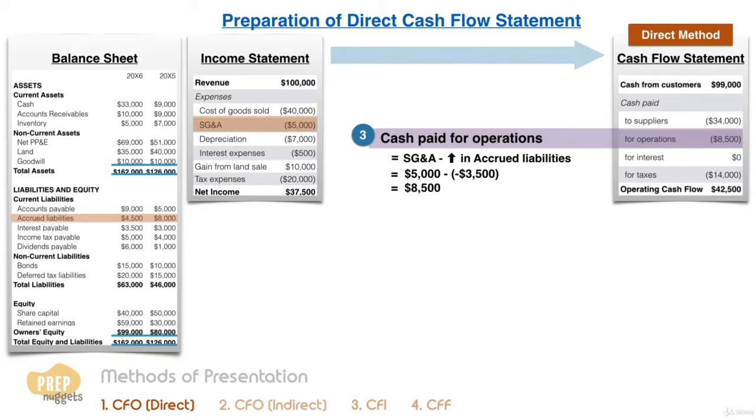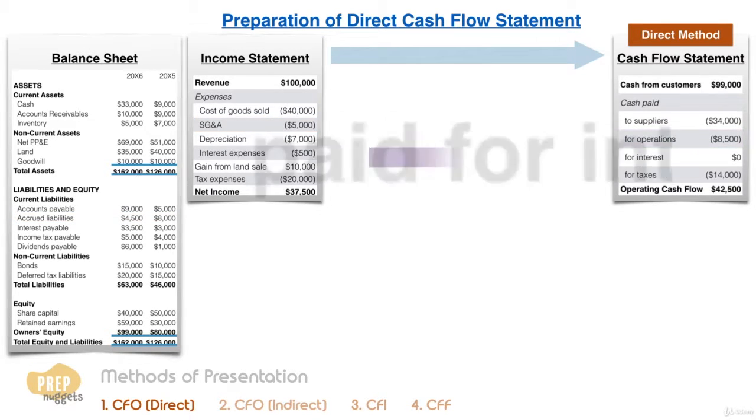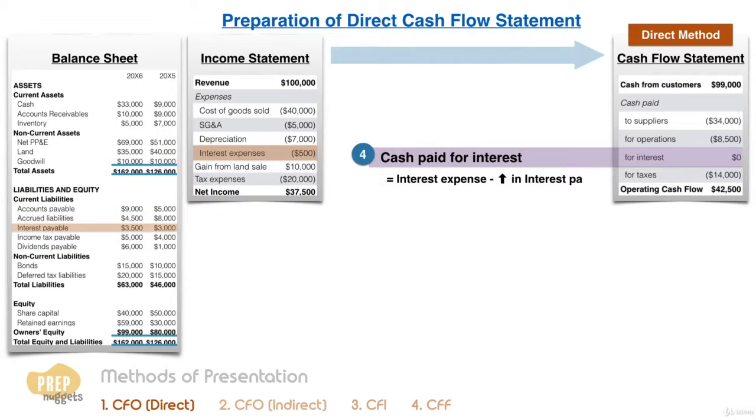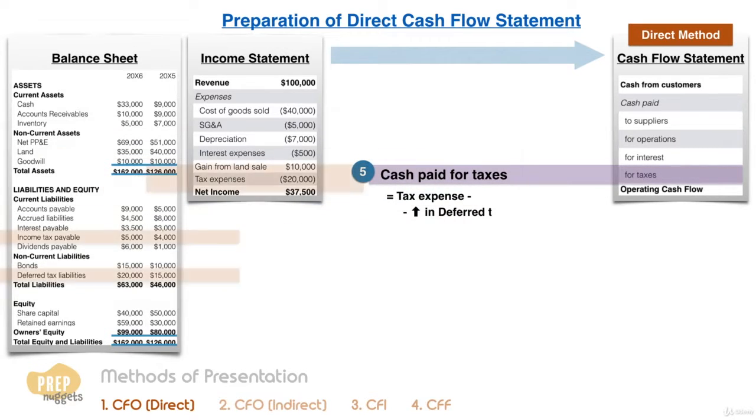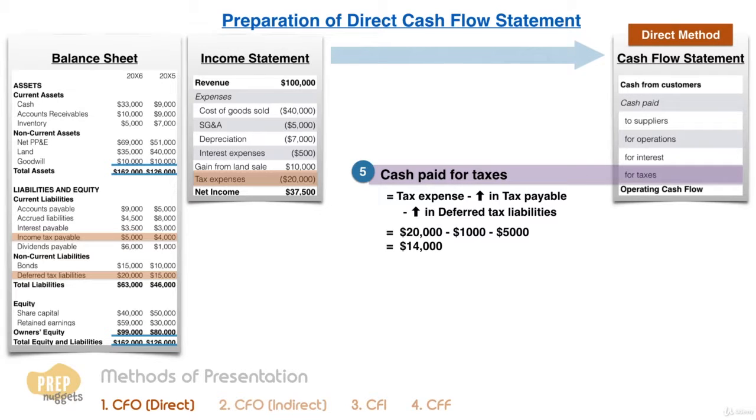You can probably see the pattern by now. The cash paid for interest is the interest expense minus the increase in interest payable for the period. Plug in the figures and we get a net cash paid of $0 for the period. The cash paid for taxes is the tax expense minus the increase in taxes payable minus the increase in deferred tax liabilities for the period. Plug in the figures and we get a net cash paid of $14,000 for the period.